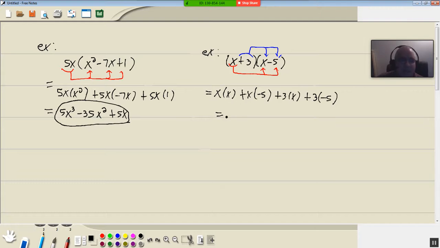Now x times x is x squared. X times negative 5 is negative 5x. 3 times x is 3x. And 3 times negative 5 is negative 15. No matter where you are in algebra, you always combine like terms if you can. So here, and it doesn't matter what step you're at, negative 5x plus 3x is negative 2x, and then minus 15.